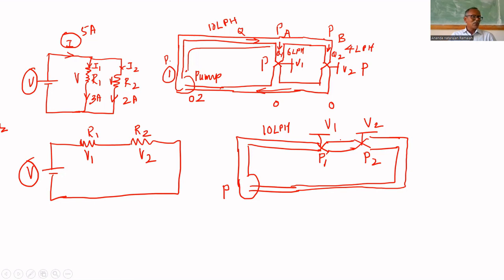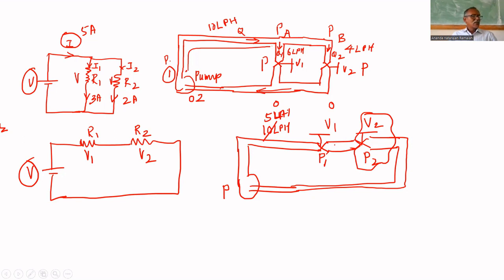Remaining 5 liters, where will it go? Both valves will have equal flow rate. There, 10 liters per hour is reduced. Total flow rate is reduced to 5 liters per hour. Because I closed V2 partially, the flow rate is reduced, which means the flow rate through V1 is also reduced.